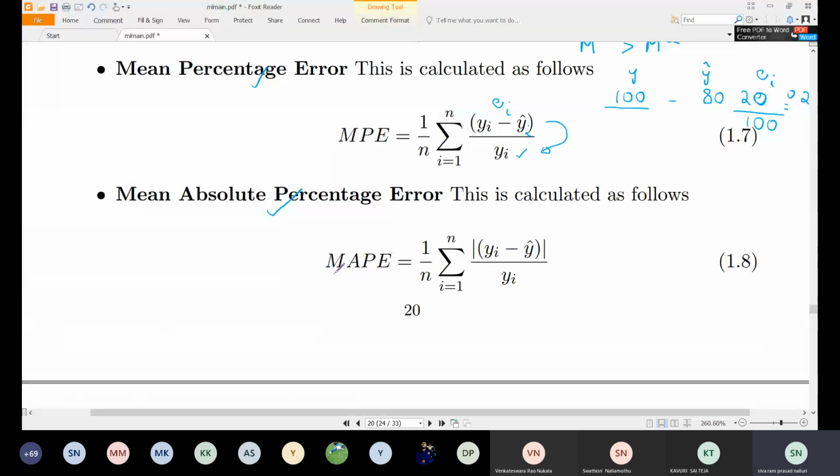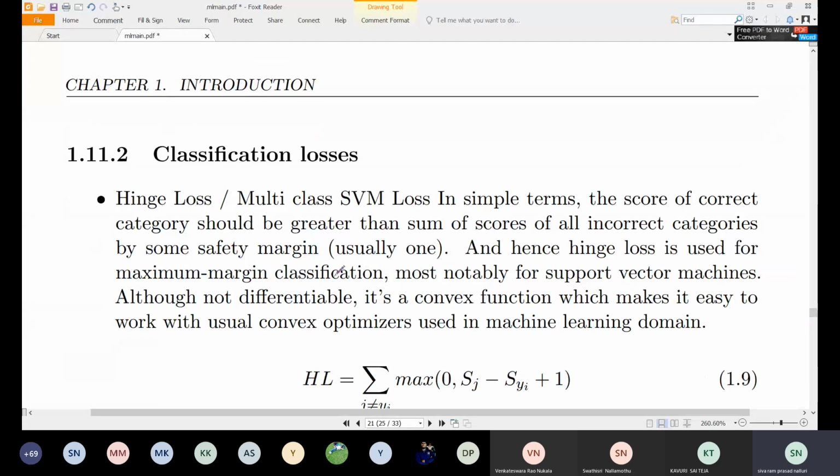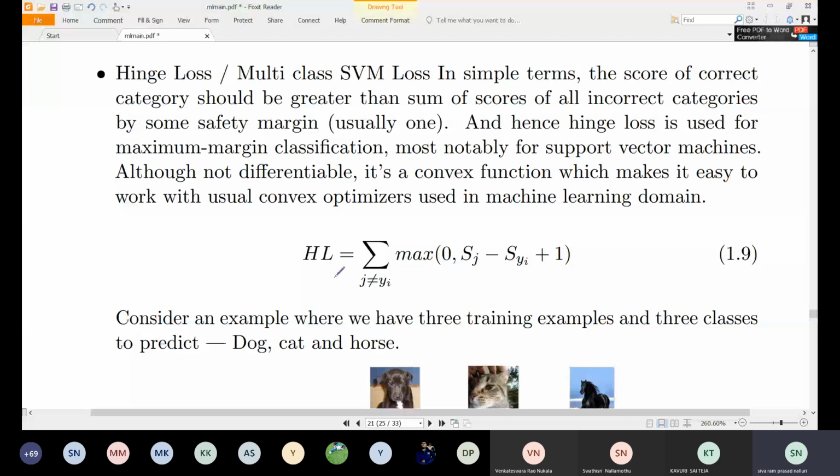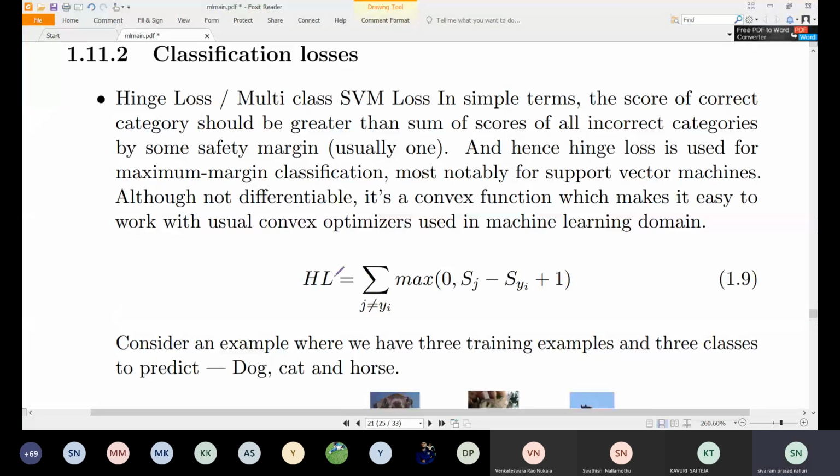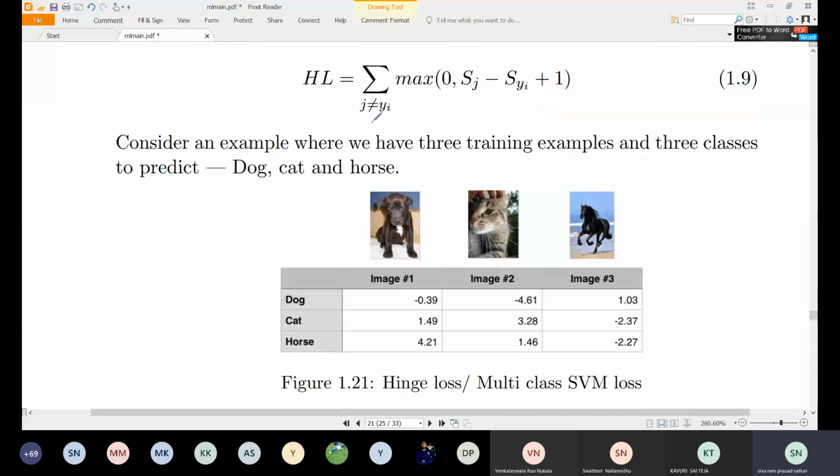Okay, this is about the cost functions that we use in case of regression. Suppose we go for classification. If we use classification algorithms, then we use these formulas: hinge loss or multi-class SVM loss. So the name here is hinge loss or multi-class SVM loss.